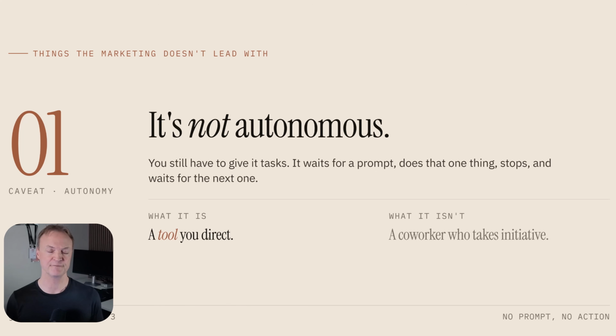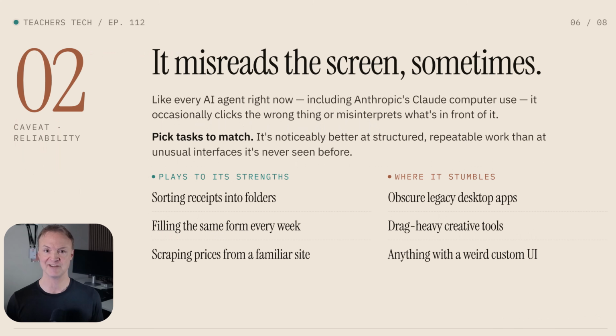Before I wrap up, a few things that marketing doesn't lead with. Personal computer isn't autonomous. You still have to give it tasks. It's a tool you direct, not a coworker who takes initiative. Like every AI agent right now, including Anthropic's Claude computer use, it occasionally misreads what's on the screen or clicks the wrong thing. It's better at structured, repeatable tasks than unusual interfaces.